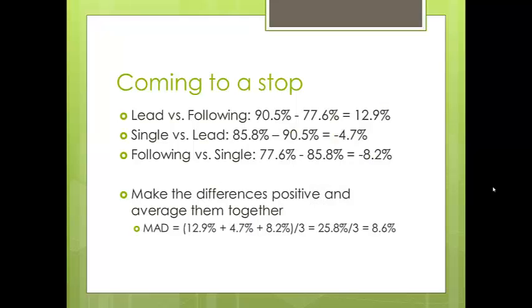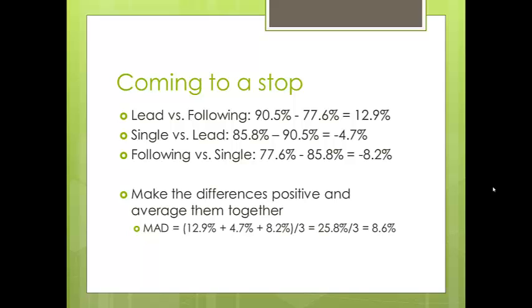To compute the MAD statistic on this dataset, we find the differences between all of the different groups. We then make those numbers positive, so 12.9%, 4.7% becomes positive, 8.2% make it positive, and then average those numbers together to get the MAD statistic, 8.6%.